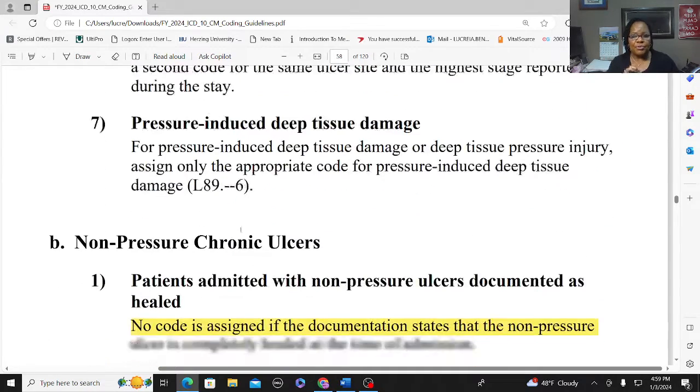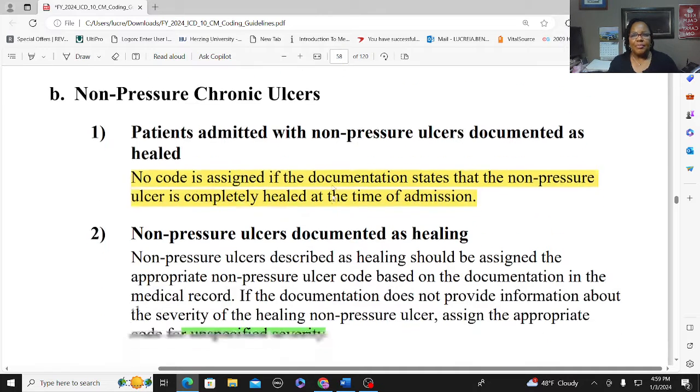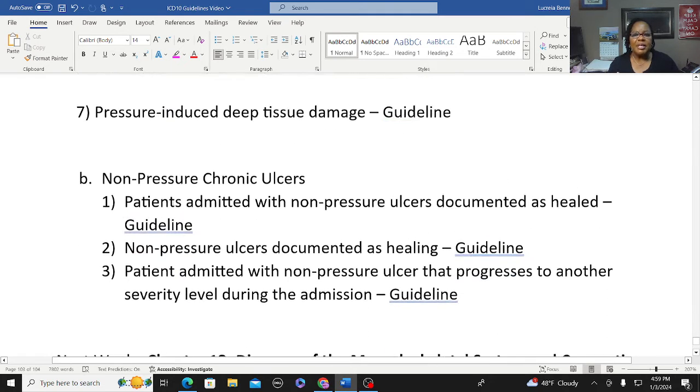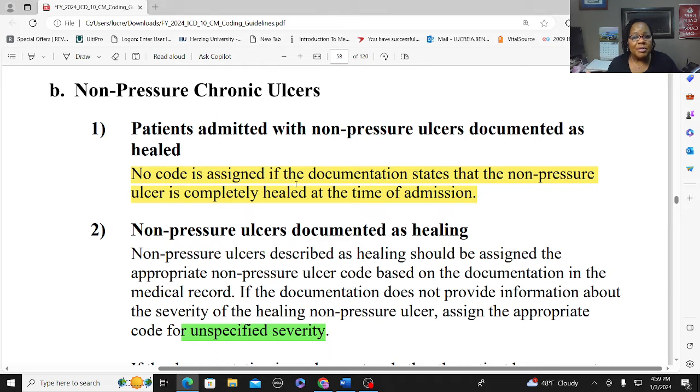Those were pressure ulcers. Now look at non-pressure chronic ulcers. Go back to my guideline. Yep. Patient admitted with non-pressure ulcer documented as healed, past tense. These are two different types of ulcers. This is the past tense. Refer to the guidelines. No code is assigned if the documentation states that the non-pressure ulcer is completely healed at the time of admission. Again, if it's not present, don't code it. Okay?